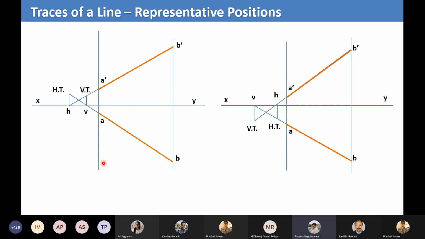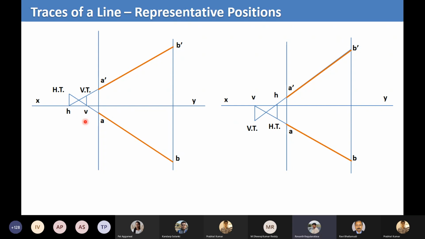See here. Now what did we just see? When we extend the front view, we get H. A dash B dash is the front view. We extend it to meet the XY line, and that is labeled as small h. And we have extended AB. AB is the top view. When we extend the top view and it intersects the XY line, it intersects at small v.